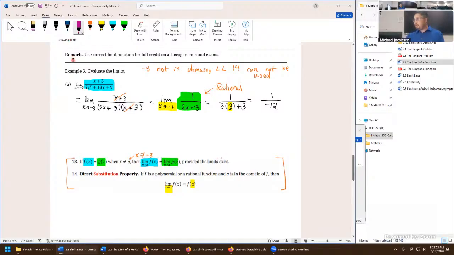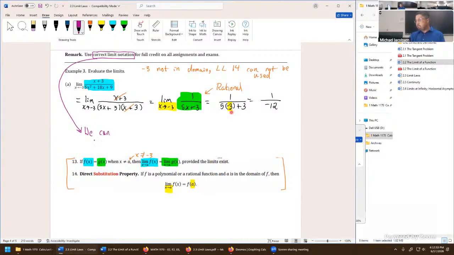Okay, I want to come also back as a promise to this remark of using correct limit notation for full credit. So this applies to homework assignments, to exam assignments as well. Correct limit notation means we have to copy down the limit sign as we go. Once we do the evaluation, we drop the limit sign right at this stage, and we're just computing out a number. But the major thing that I'm really looking towards in correct limit notation is this statement.